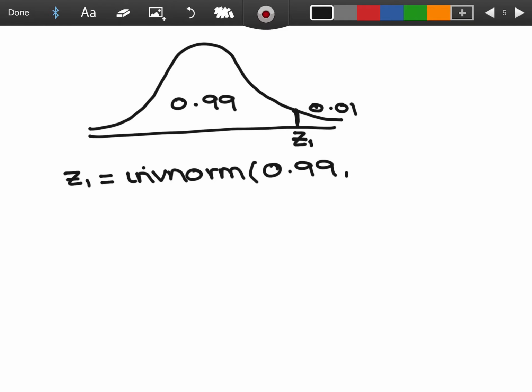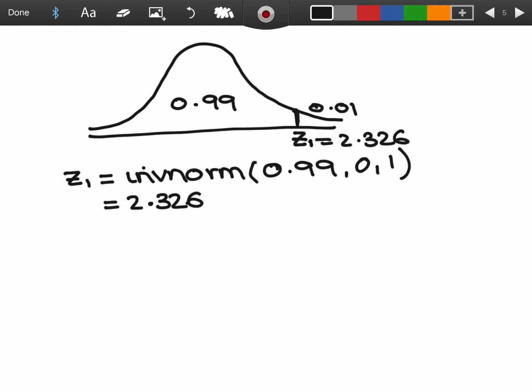So when I go to, let me get this up on my calculator quickly, I'm going to inverse norm. My area is going to be 0.99. My mean is 0, standard deviation is 1 because I'm dealing with Z-scores, which means that I'm dealing with the standard normal distribution. When I figure that out, I get 2.326 roughly. So that is my critical value.